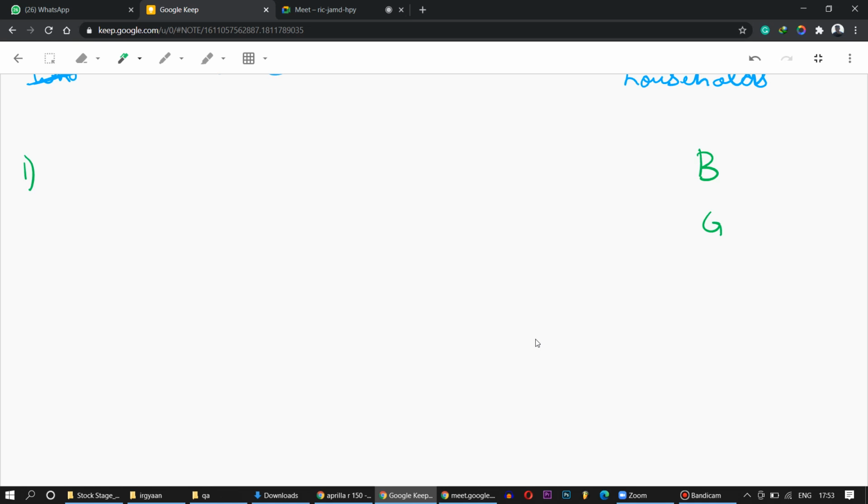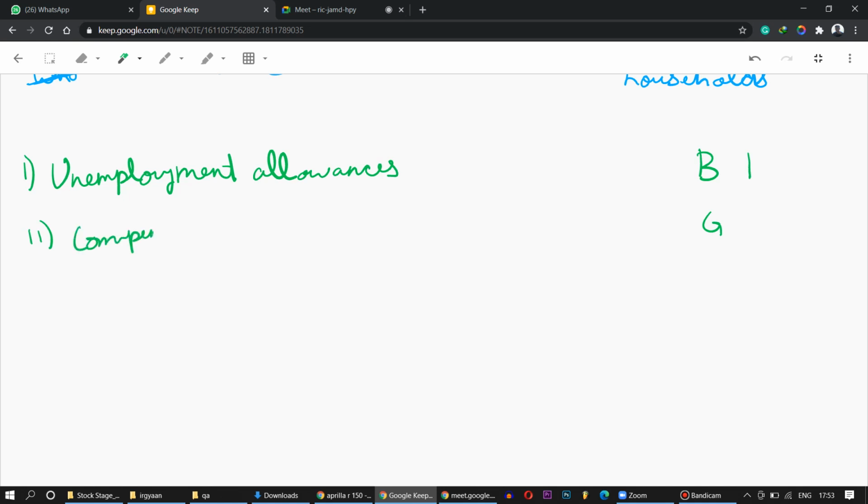First one, unemployment allowances. What is it? Transfer income. That is correct. I heard Aryan say the answer first. Second one, compensation received from employer. That is factor income, correct, because compensation is basically wages and salary.